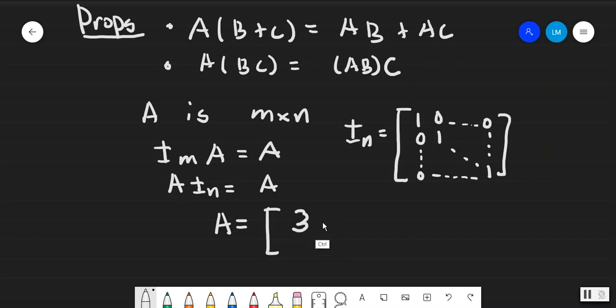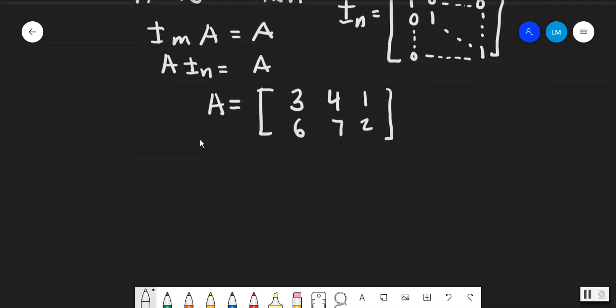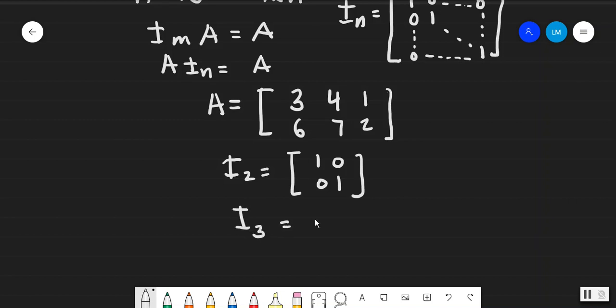Now, for example, if I wanted to look at A is equal to, let's say, 3, 4, 6, 7, 1, 2. Basically, you would have to multiply this matrix on the left side by I2, which is 1, 0, 0, 1. But then, if you want to get the same thing on the right side, when you multiply it, you would have to multiply it by I3, which is 1, 0, 0, 0, 1, 0, 0, 0, 1.